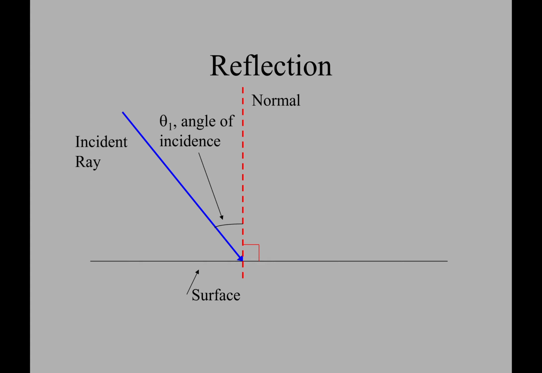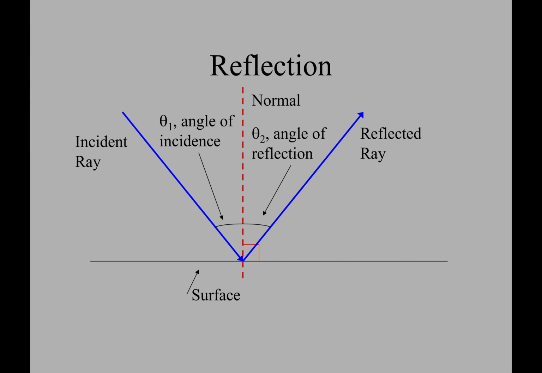And this is called the angle of incidence. We call it theta 1. Theta is just a variable like x that is traditionally used for angles. And the law of reflection is pretty simple. The angle that it comes in at is the same angle that it goes out at. So we call the ray that reflects off the surface the reflected ray. And we call the angle between the reflected ray and the normal the angle of reflection. You already know this law. The law of reflection states that the angle of incidence equals the angle of reflection.